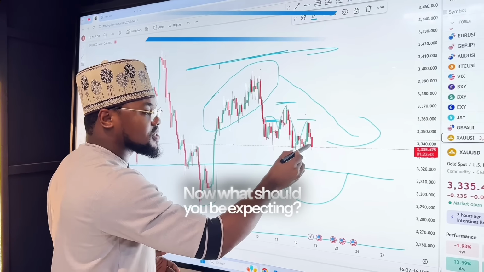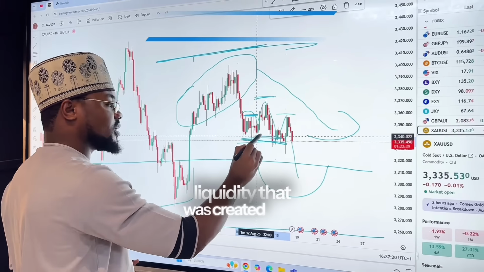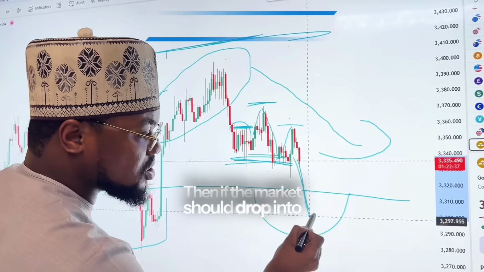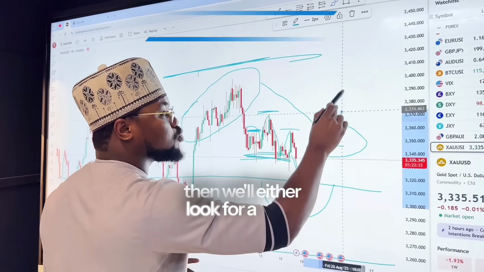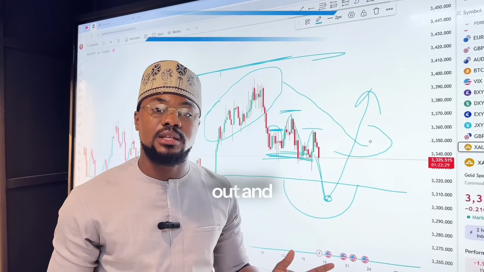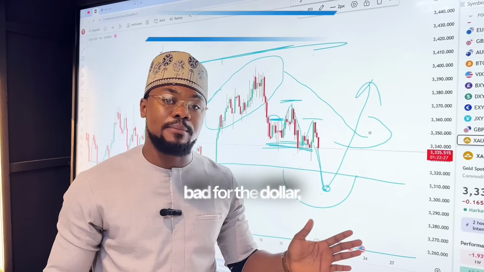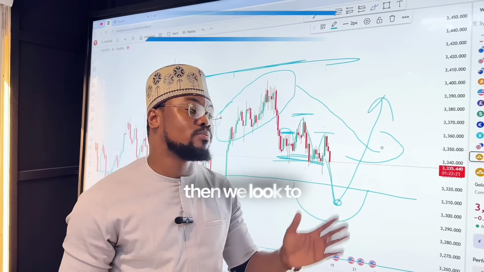Now, what should you be expecting? A drop into this zone, so the market will clear the liquidity that was created here. Then if the market should drop into this zone here, we want to see how the market will react. Then we'll either look for a push to the upside, maybe because of a fundamental news that came out and it was actually bad for the dollar, maybe made the dollar weak or brought fear into the markets. Then we look to buy gold.